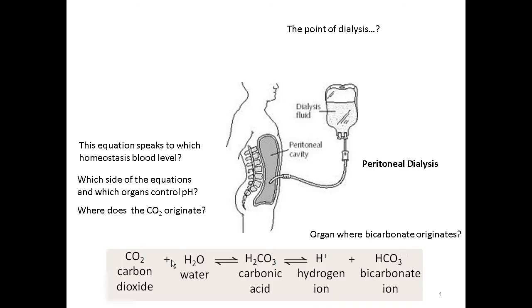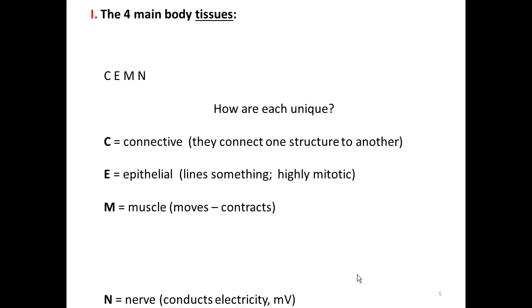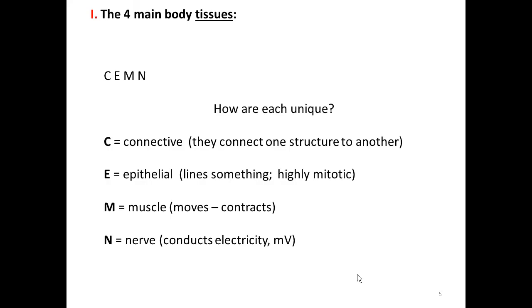So you got the lungs exhaling, controlling the left side, if you remember this, and on the right would be the organ of the kidneys and the urinary system, controlling it on the right. So here we are at the 4 main body tissues. So they're going to be, that's the mnemonic, connective, epithelial, muscle, and nervous.